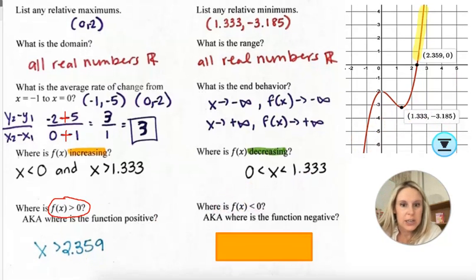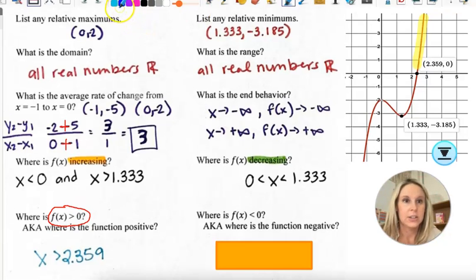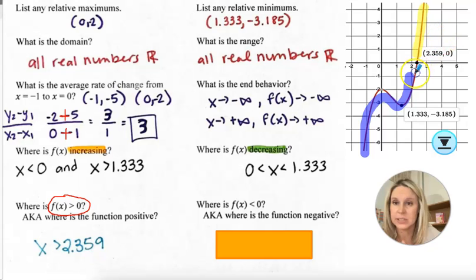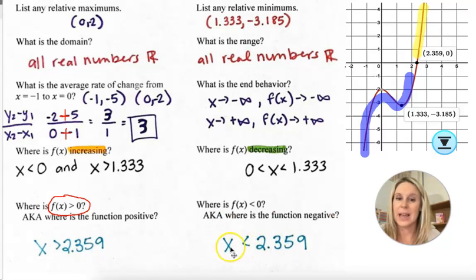The next question, where is the graph negative? So negative would mean below the x-axis. So below would be all of this. So it's still the same number. It's still that x-intercept where it switches. You have to ask yourself, is it to the left or to the right? So it is to the left of that number. Therefore, it is when x is less than your x-intercept.